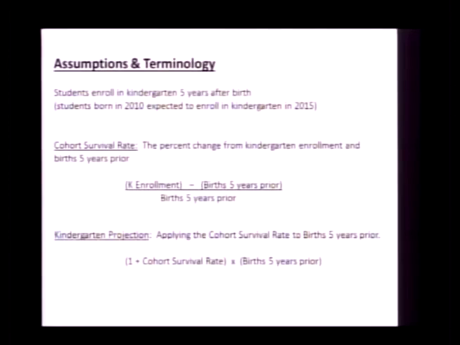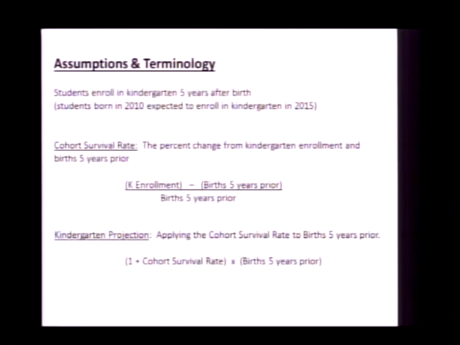So here are some of the assumptions and terminology that we need to start off with, because this will be recurring throughout my presentation on how we calculate projections. Obviously, students enroll in kindergarten for the most part 5 years after they're born. Students born in 2010, we would expect to come into kindergarten in 2015. We use a cohort survival rate, and this is something that will be repeated throughout this presentation because it's very important, especially in our kindergarten enrollment projections. And that is, what is the percent of change from kindergarten enrollment to the births 5 years ago?